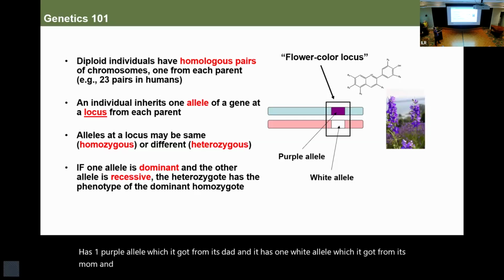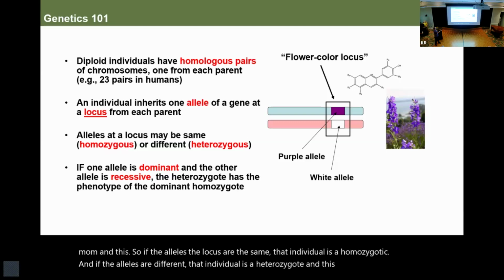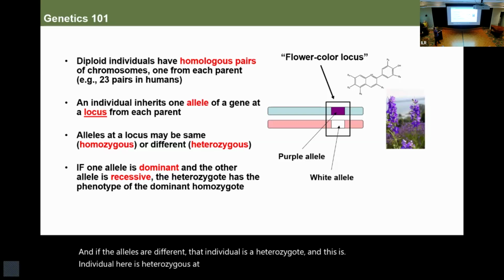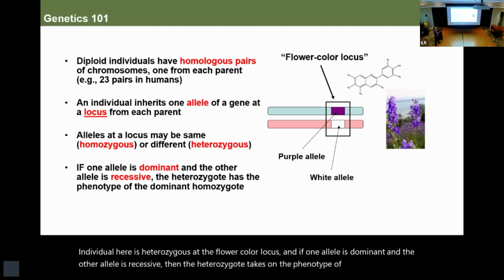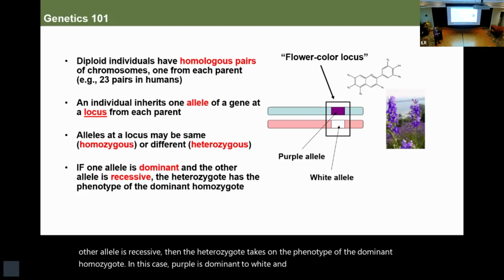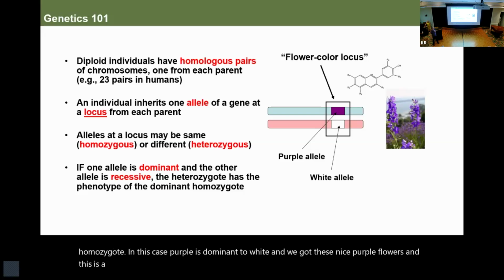If the alleles at the locus are the same, that individual is a homozygote. If the alleles are different, that individual is a heterozygote, and this individual here is heterozygous at the flower color locus. If one allele is dominant and the other allele is recessive, then the heterozygote takes on the phenotype of the dominant homozygote. In this case, purple is dominant to white, and we got these nice purple flowers. And this is an anthocyanin molecule, which is involved in flower color.